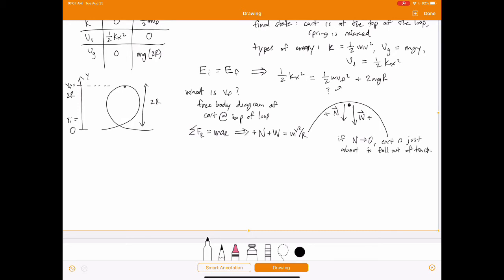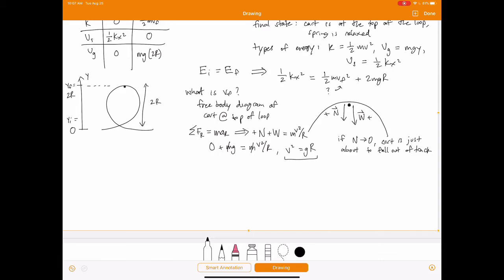Because, of course, n going to 0 means there's a loss of contact between the cart and the track. So if that's the case, then we put 0 for the normal force. We put m times g for the weight, and that equals m times v squared divided by r. Cancel out the mass. What do we get? v squared is equal to g times r.